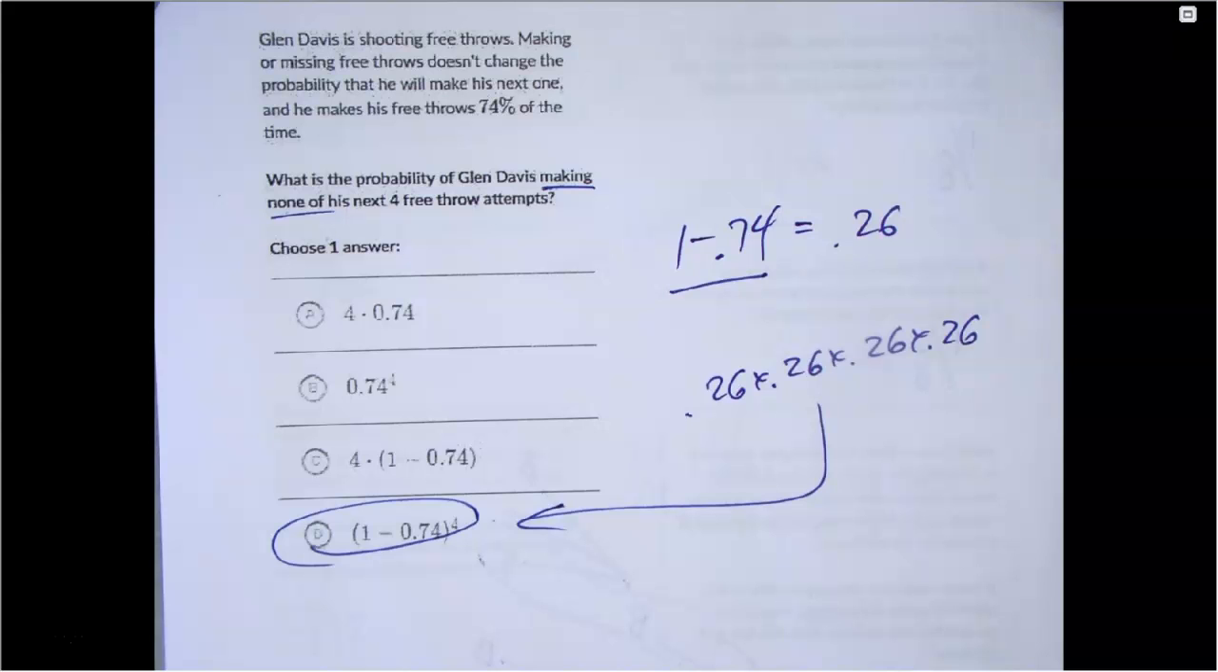Does that make sense why that was D? So they give you 74% of the time he makes it, but then they're saying if he makes none, so they really want you to miss. So the probability to miss is 100% minus that. That's where I got 0.26 from. And then if you miss, miss, miss, miss, so it's 0.26, 0.26, 0.26, 0.26. They don't write it that way, but like this part in here really means 0.26. Then times itself 4 times.